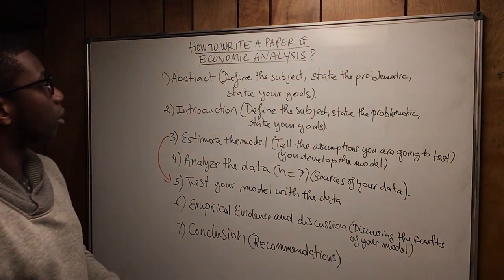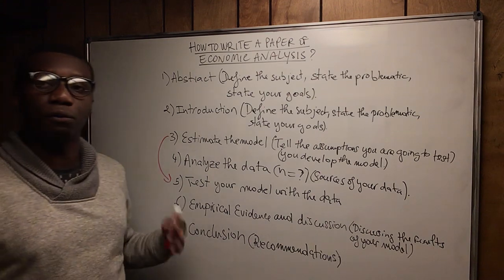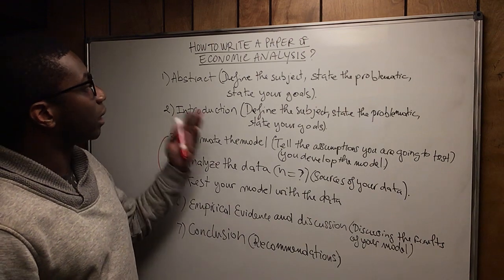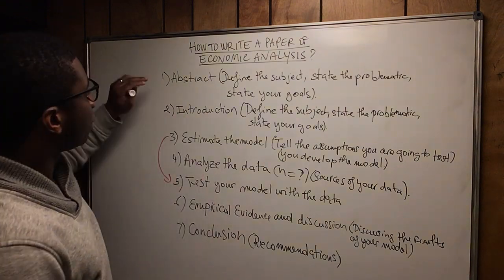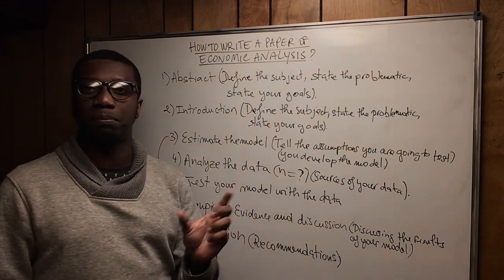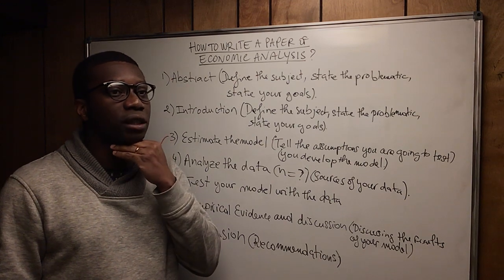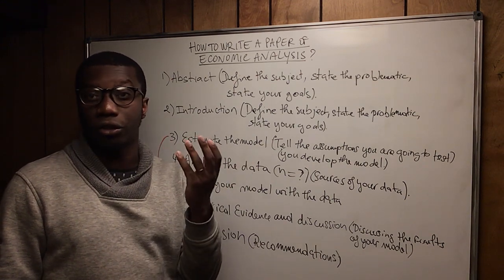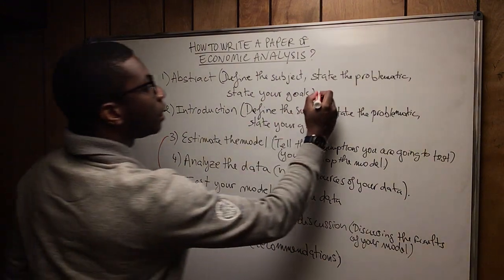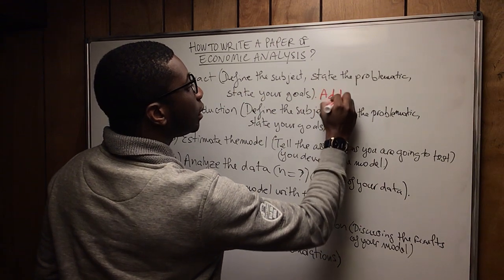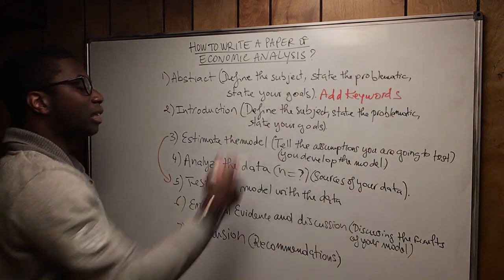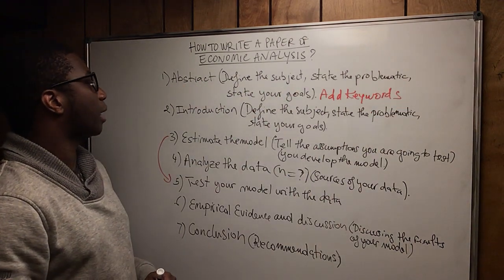So these are the 7 steps that you have to follow if you want to publish a paper on economic analysis. You gotta write an abstract, and generally the journal will tell you your abstract has to be between 150 and 250 words. And then you have to put keywords. Oh, I forgot to mention that here. Add keywords. So you need to add keywords at the end of your abstract, okay?